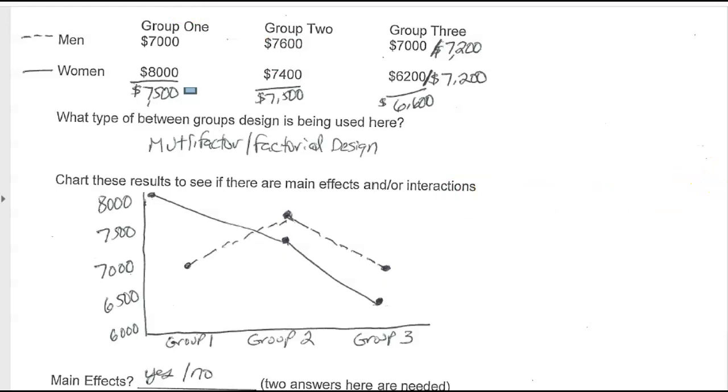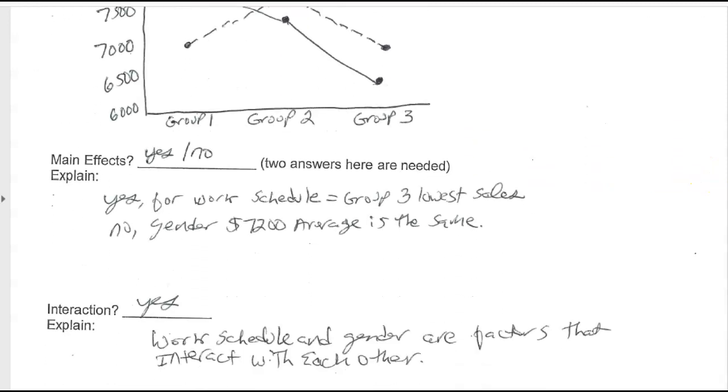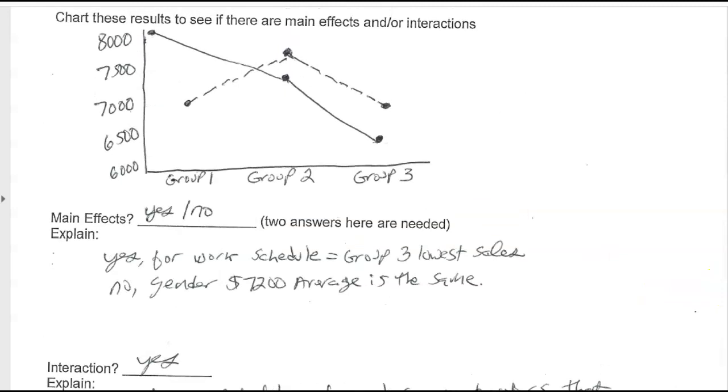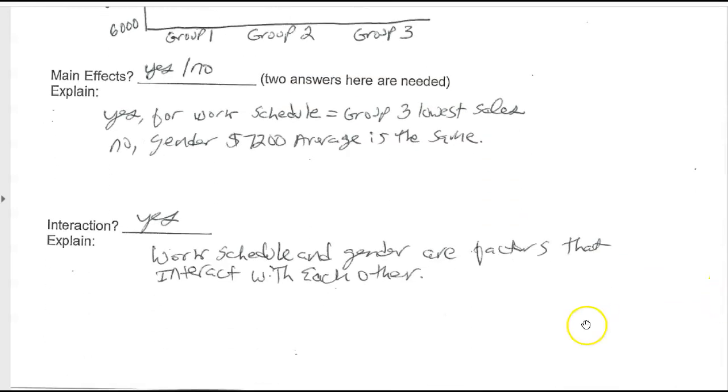So what do those results tell you? There is an interaction, yes. And the answer is the interaction, here's how you explain it. A 1-point answer is the lines cross each other. But a 2-point answer is, look at the picture. These factors interact with each other.